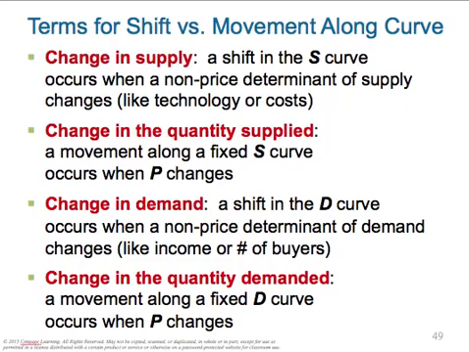Again, supply refers to the position of the supply curve, while quantity supplied refers to the specific amount that producers are willing and able to sell. Similarly, demand refers to the position of the demand curve, while quantity demanded refers to the specific amount that consumers are willing and able to buy.